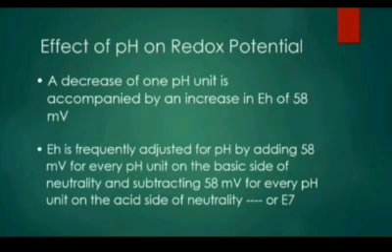A decrease of 1 pH unit is accompanied by an increase in EH of 58 millivolts. EH is frequently adjusted by adding 58 millivolts for every pH unit on the basic side of neutrality, and subtracting 58 millivolts for every pH unit on the acidic side of neutrality, or E7. Neutral is between acidic and basic.